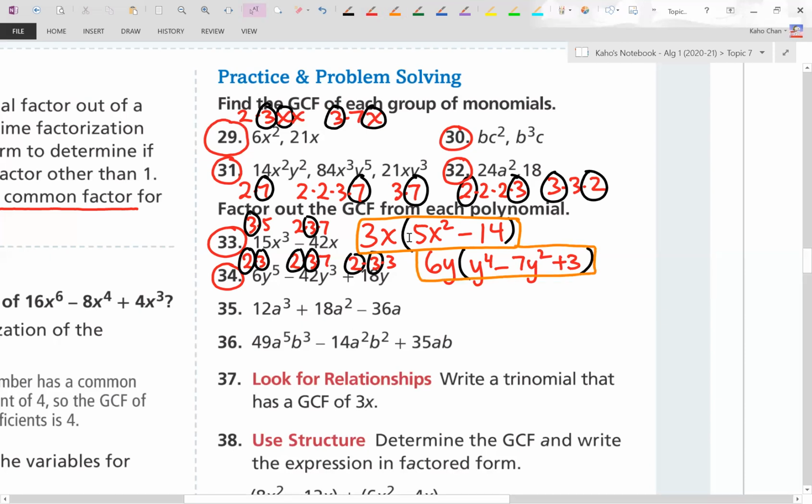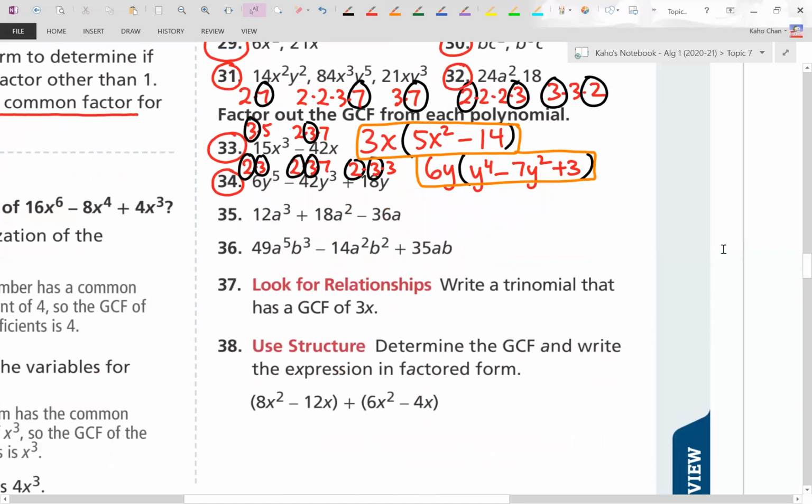Not too bad, right? Moving on to number 35, same process, just more of the same stuff, just breaking things down. 12 is 2 times 3 times 2. Yep. 18, oh, I saw that earlier, 2 times 3 times 3. And 36 is 2 times 3 times 2 times 3. A lot of 2's and 3's everywhere.